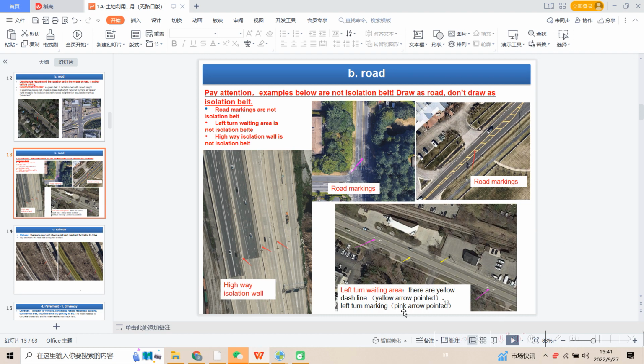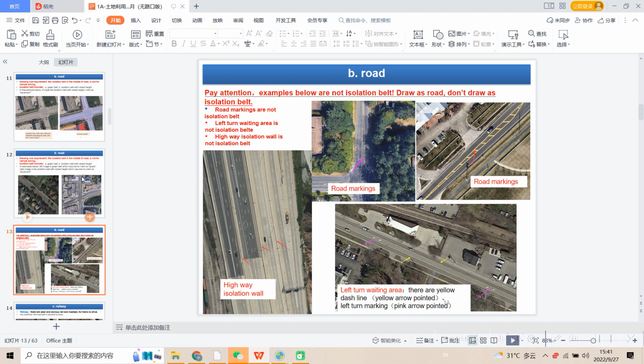So in this example below, we need to include all of them in the road, including the left waiting area, road markings, and the highway isolation wall, right? They are just some paintings on the road, so include them in your road. That's all for road. Road is actually quite easy. Just make sure, guys, to draw the boundary to the road curb.